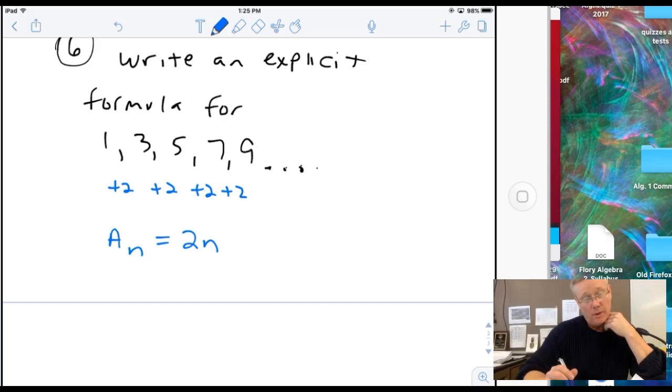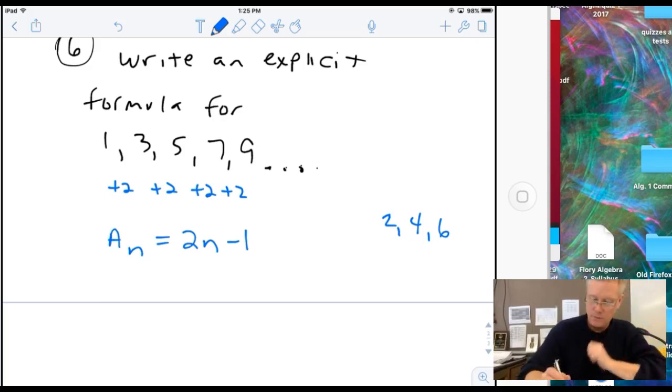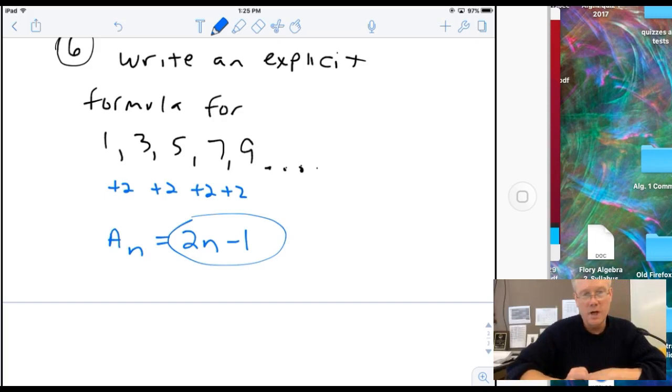But if I plug in 1, I get 2. If I plug in 2, I get 4. Which means all these numbers are 1 less than those numbers. So if I go 2n minus 1, I'll get 2 times 1 minus 1. 2 times 2 is 4, 4 minus 1 is 3. So that works. In fact, when you get up into higher math, this is the definition for an odd number, 2n minus 1. And if I'm looking for the definition of an even number, it'll be 2n.